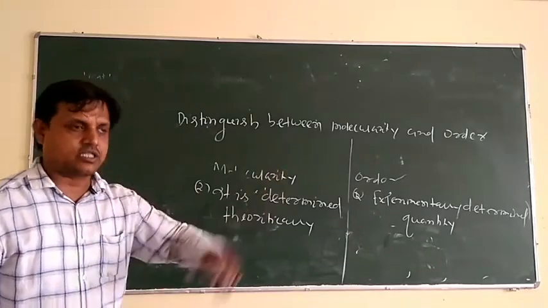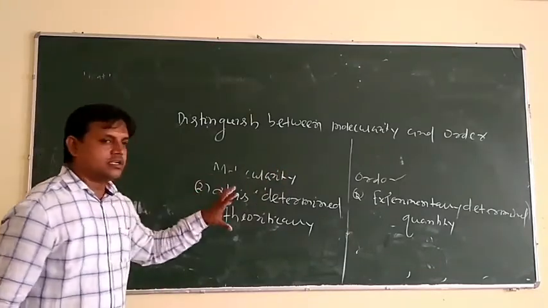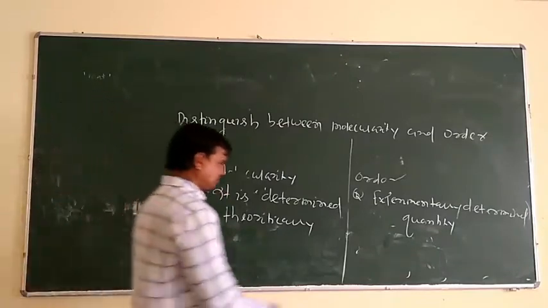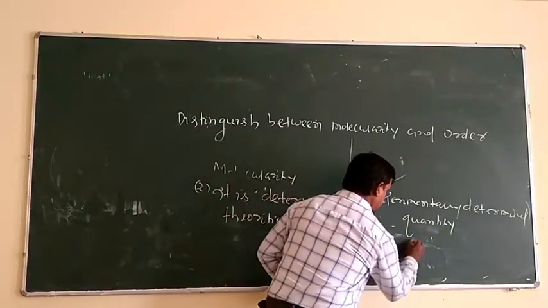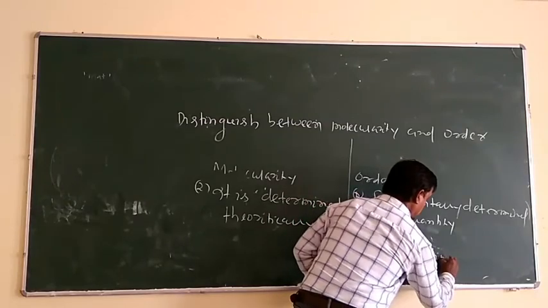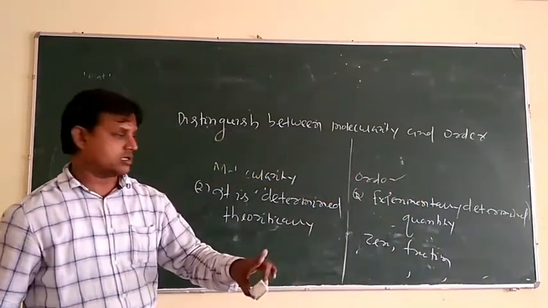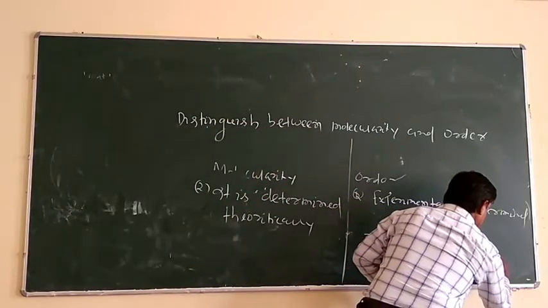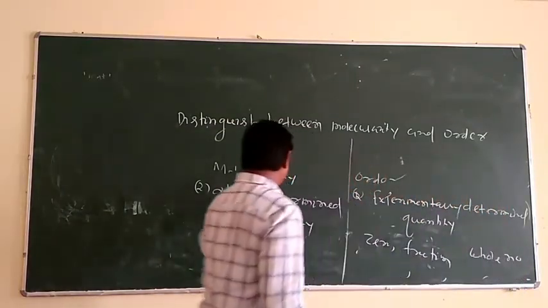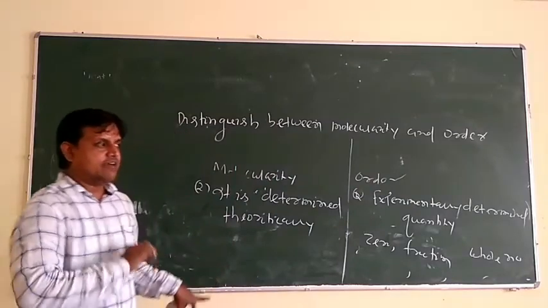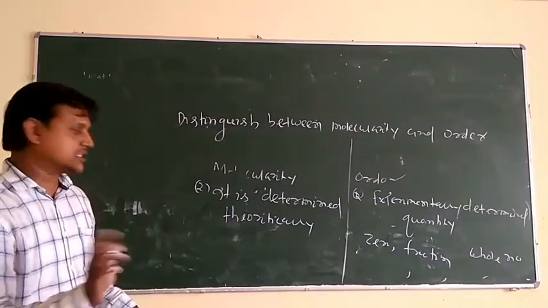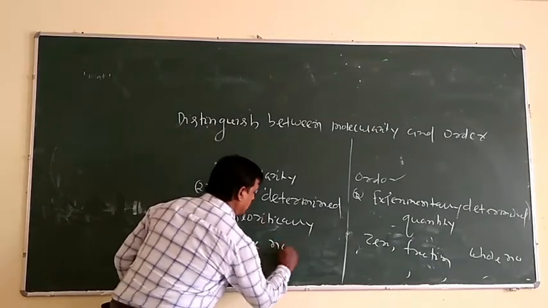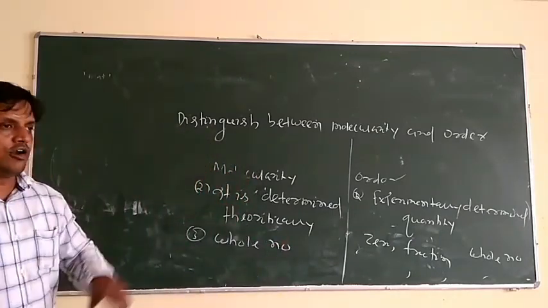The next difference: order may be zero, may be fraction, may be whole number. But molecularity never becomes zero or fraction. It is always a whole number. Molecularity is always a whole number.